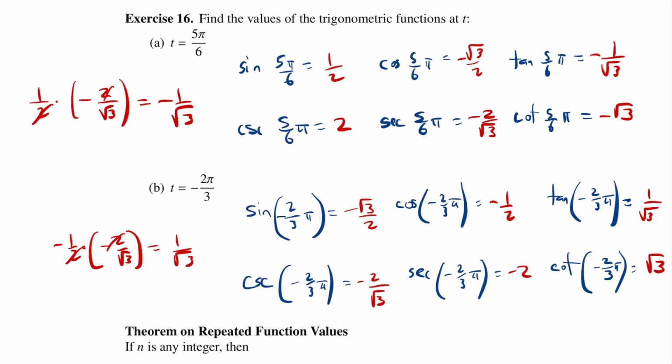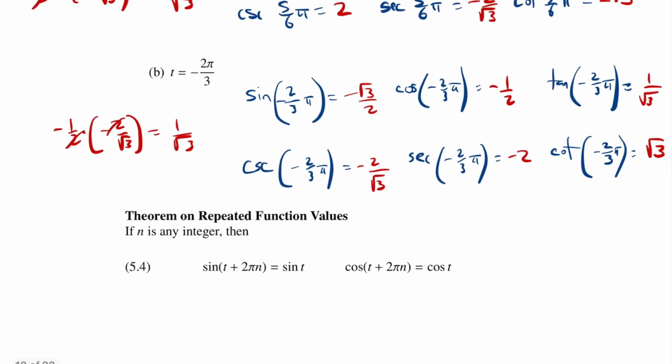All right, so for this theorem here on repeated function values, it's just telling you that you can add any multiple of 2 pi to the angle and you'll get the same value. Basically, you're looking at a coterminal angle. So 2 pi is the equivalent of 360 degrees. So you're going 1 full revolution for every n. So if n is 2, then that means you're going 2 times around. If n is 3, you're going 3 times around, so on and so on.